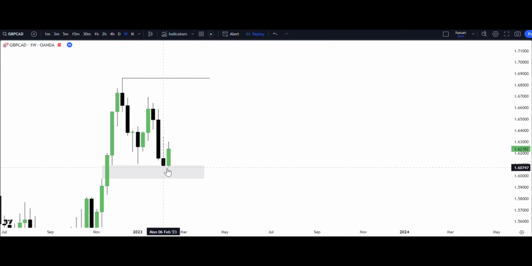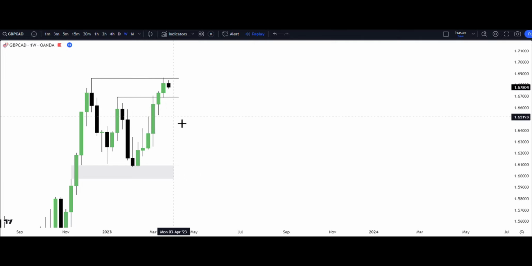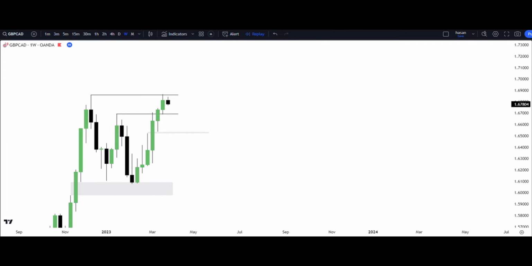Price takes out the internal. Now we expect price to push towards the buy side, our external range. External range has been taken now. Now we expect price to return back to the internal. Now sometimes you won't have a clear internal range on weekly. You can switch time frames and go to the daily.